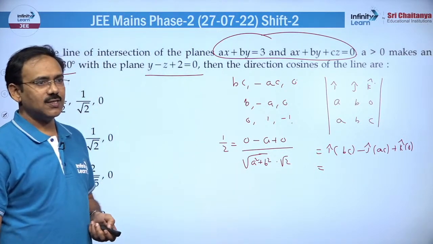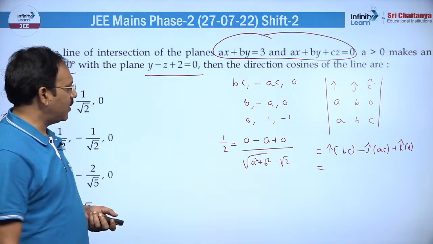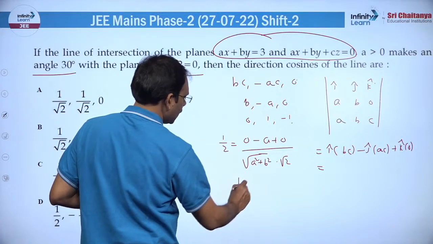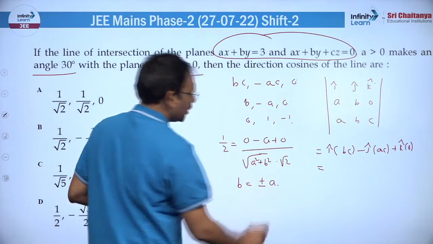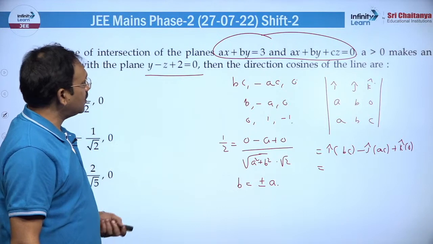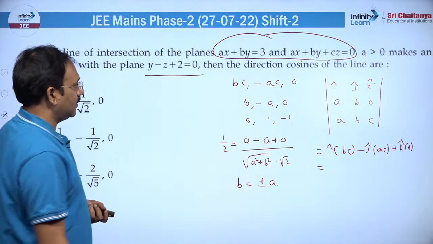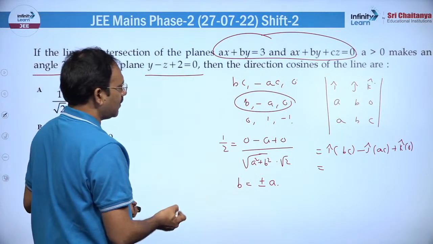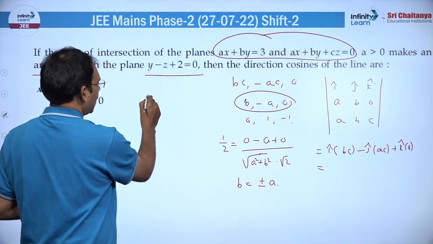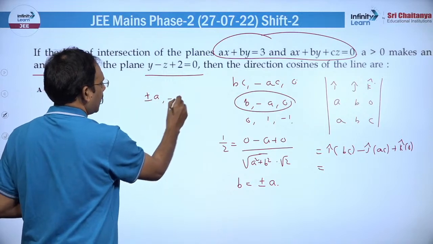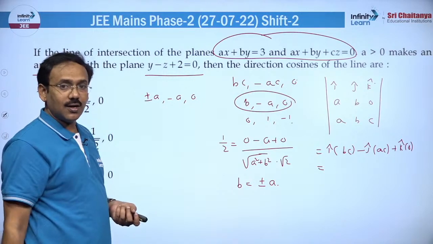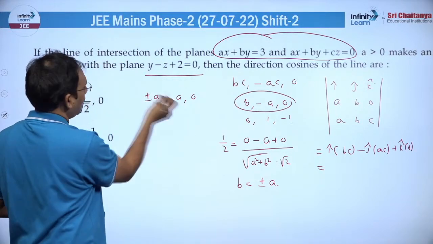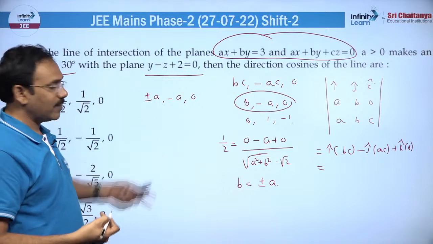From this, my dear friends, you can just solve A value, B value. You will get B square is equal to A square, so B is equal to plus or minus A. Now he is asking direction cosines of the line. These are the DRs of the line. So you can write plus or minus A, comma minus A, comma 0 are the DRs. Even though A is positive, in DRs and DCs you can maintain negative.